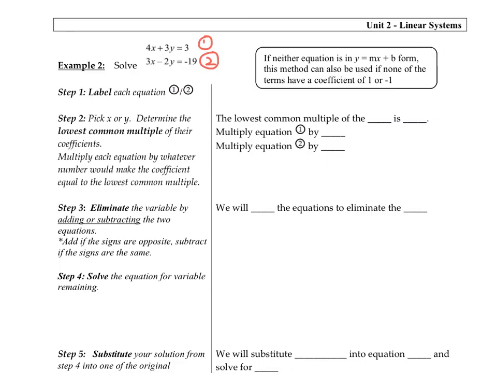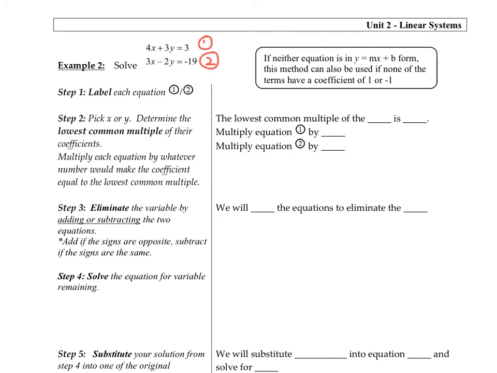If we look at example 2, we will notice that none of our coefficients are 1 or -1, which means we have to use elimination so that we avoid fractions. It makes life a lot easier. So what we're going to do, I labeled my equations 1 and 2. Now what we want to do is choose a variable.